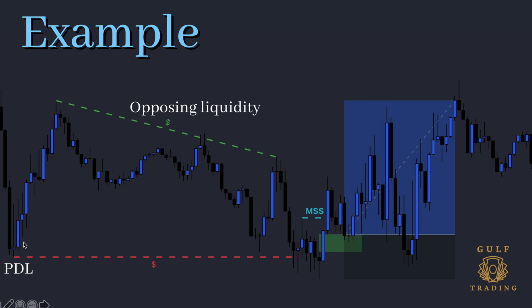So as I spoke about, you can use that as liquidity. It doesn't have to be equal lows or anything like that. Just previous day low was enough here. Got swept, and there was some opposing liquidity, trendline liquidity again. Maybe not your perfect liquidity, but there's some trendline here, and it's going to be liquidity resting not just above the trendline, but also above all of these highs to get taken.